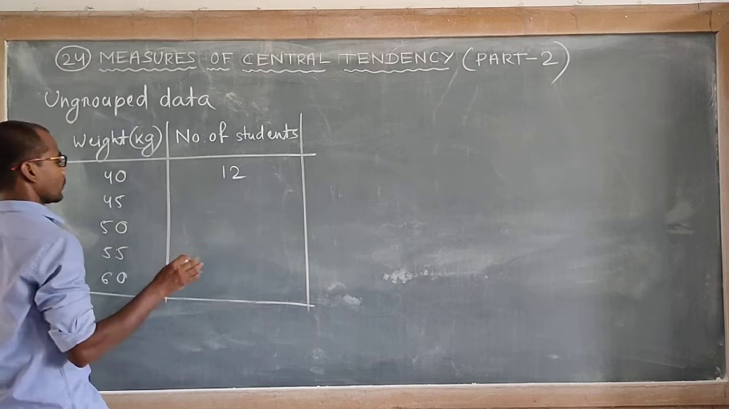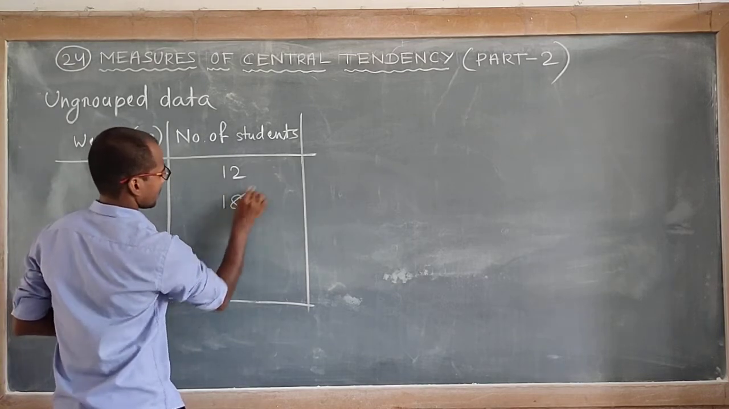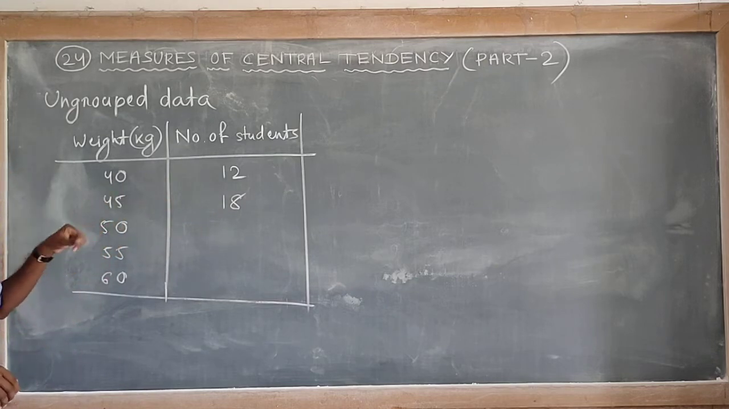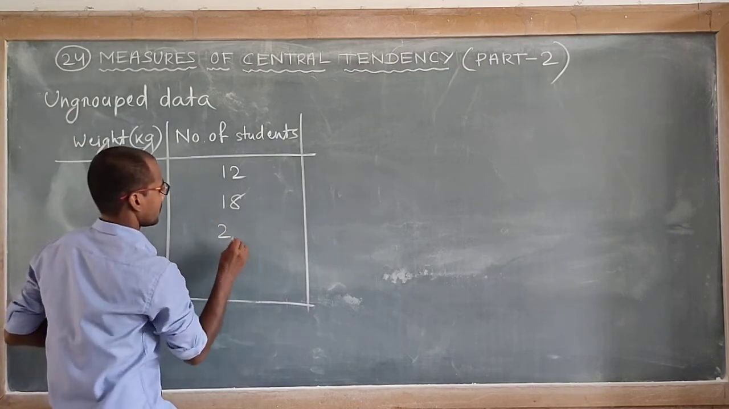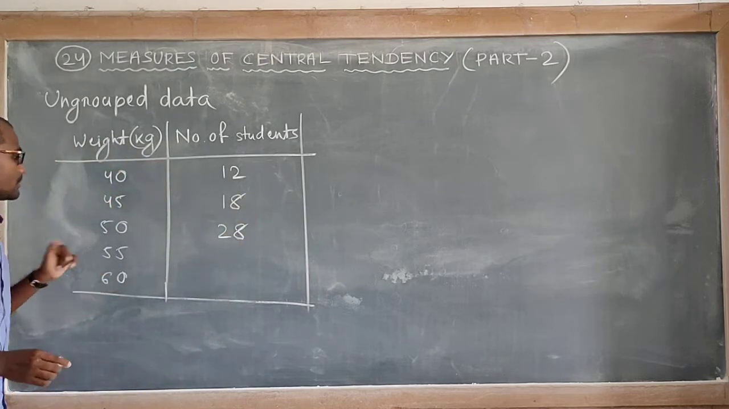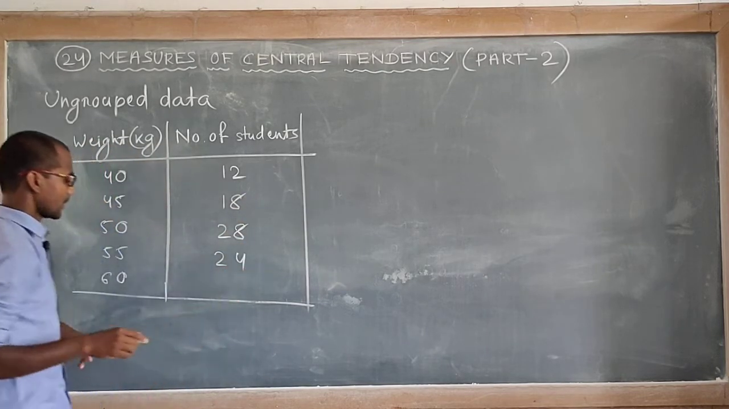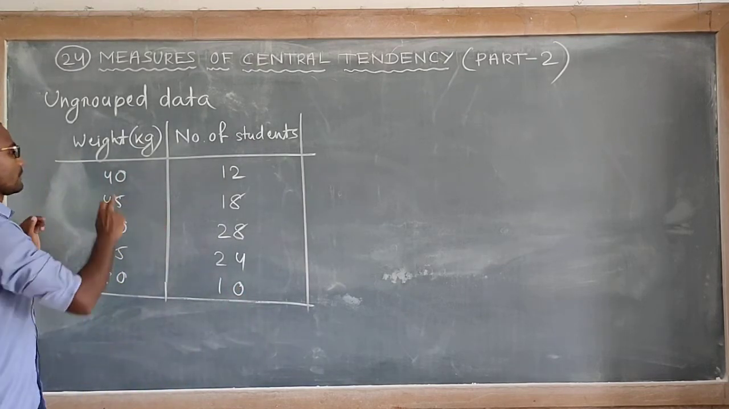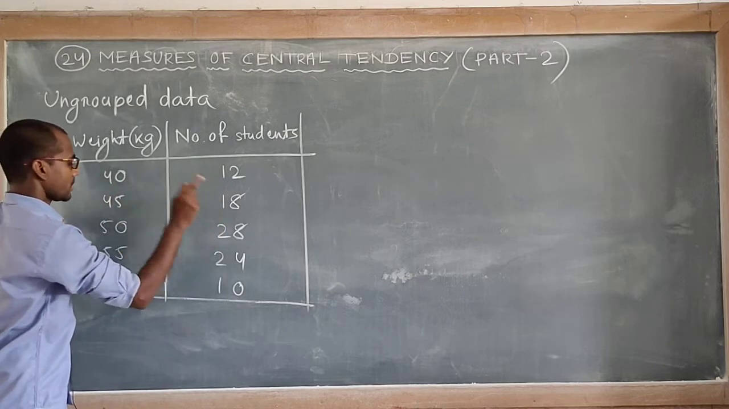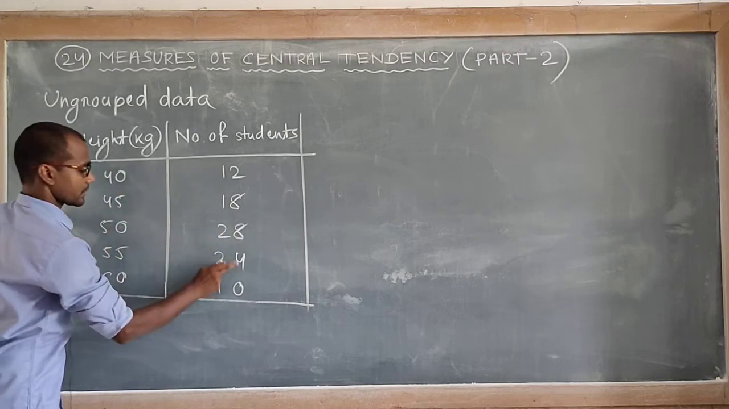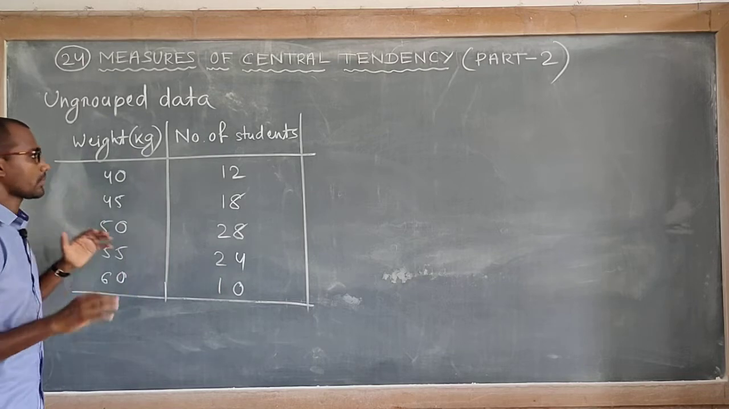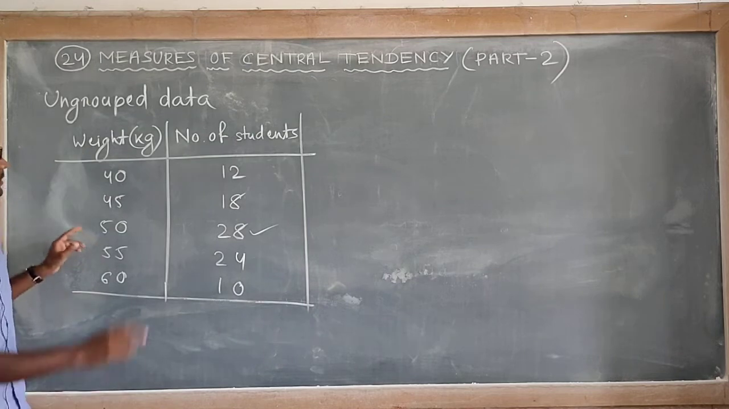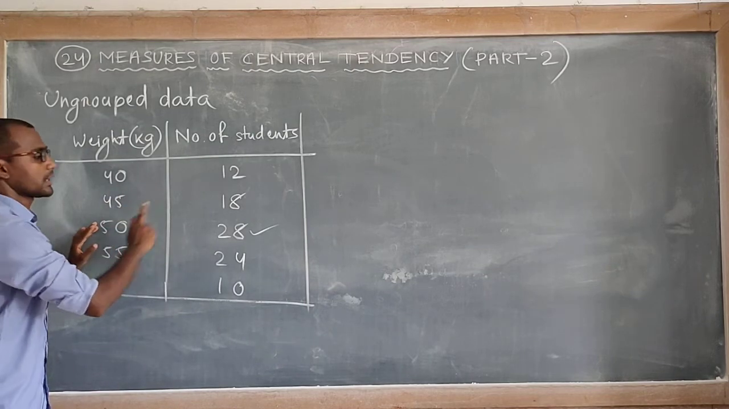Okay. 45, suppose we will take 18. 18 children in the class whose weight is 45 kg. Then 50, suppose 28. 55, suppose 24. 60, suppose 10. Frequency of 40 is 12, 45 is 18, 50 is 28, 55 is 24, 60 is 10. Now which frequency is highest here? 28. So frequency of 50 is the highest.